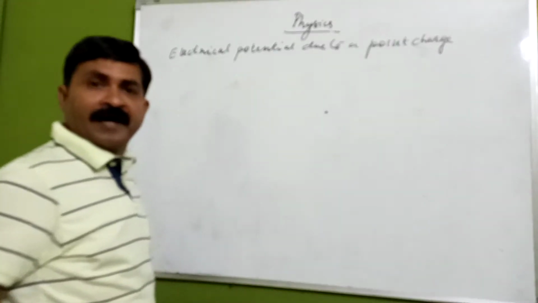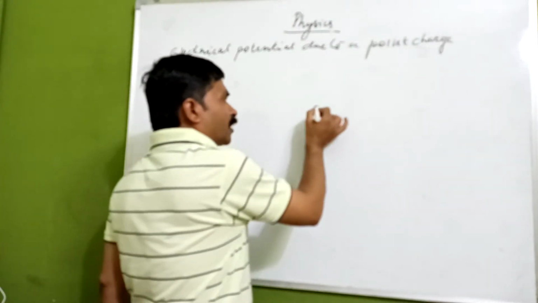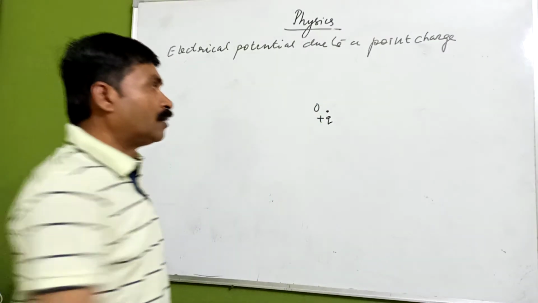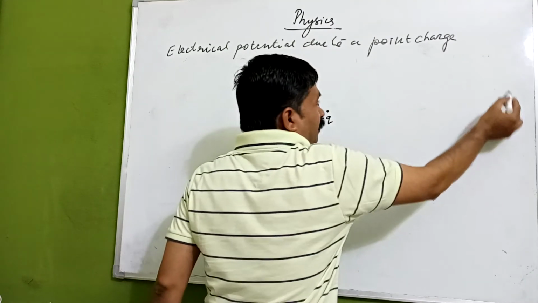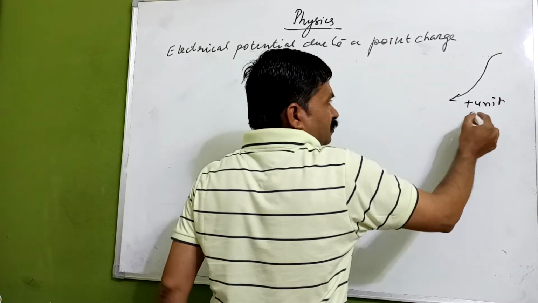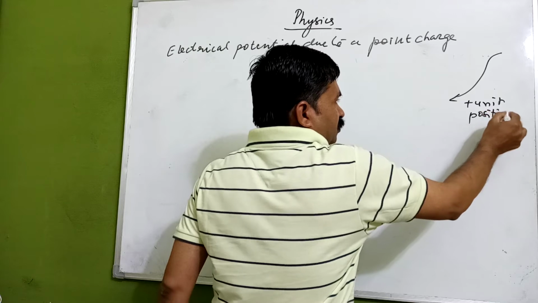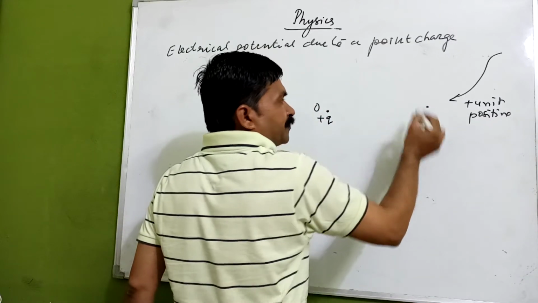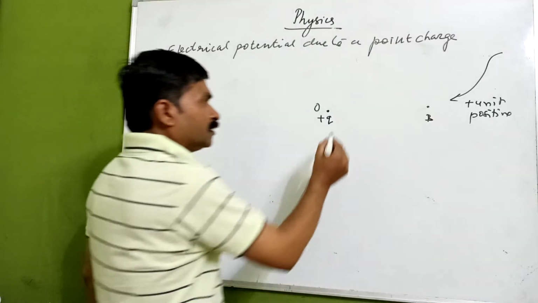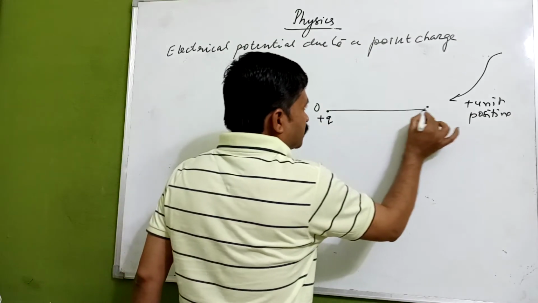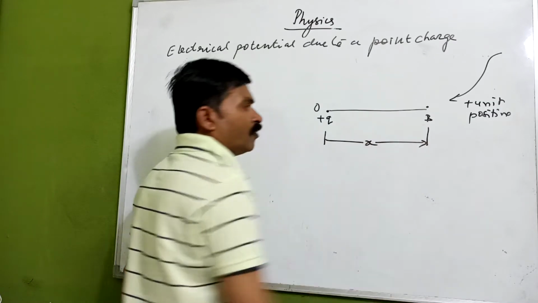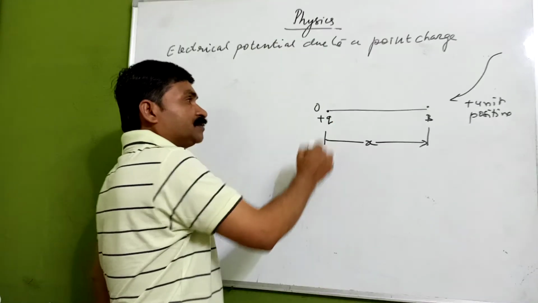We are assuming here a point, say O, where we have taken a positive charge Q. Now we are bringing a unit positive charge from infinity to a point, say it is B. Okay. Now we are bringing this, which is at a distance of x from O, where we have kept the unit positive charge.